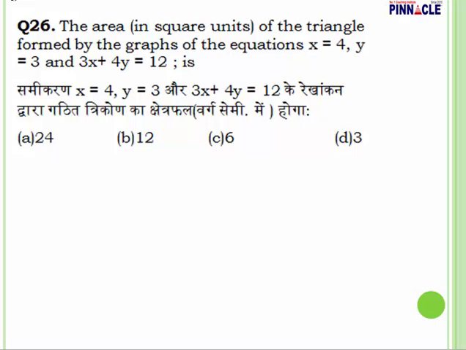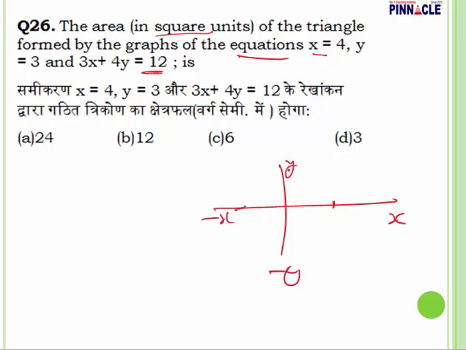Question number 26: the area in square unit of a triangle formed by the graph of the equation 3x plus 4y is equal to 12. If you find such kind of question, take x axis and y axis, with minus y on this side, and this is 0, 0. Here x is 4 and here y is 3.